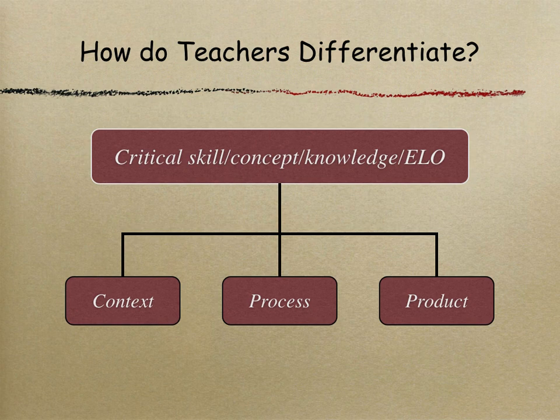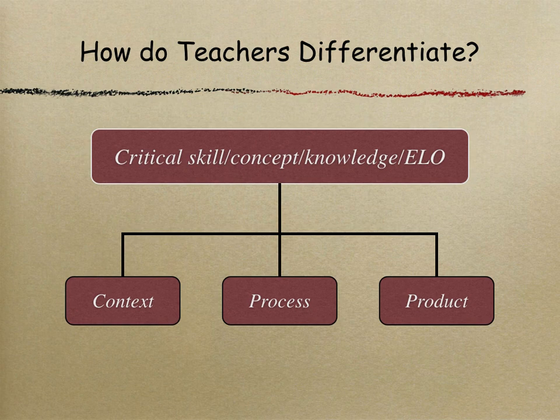So how can teachers differentiate? There are two different ways to differentiate. You can differentiate based on the skill or knowledge you want students to understand. That critical skill, that concept, that ELO, if you want to, whatever you want to call it. It's all the same focus, but it's delivered and shown in a different way.